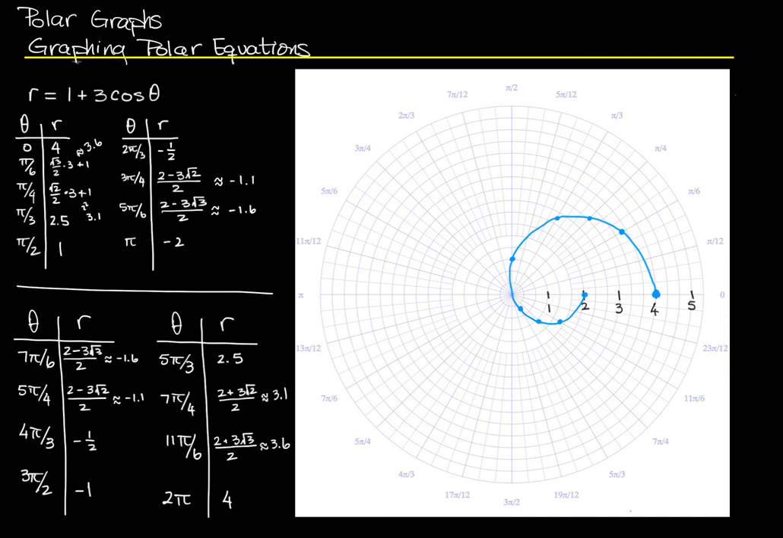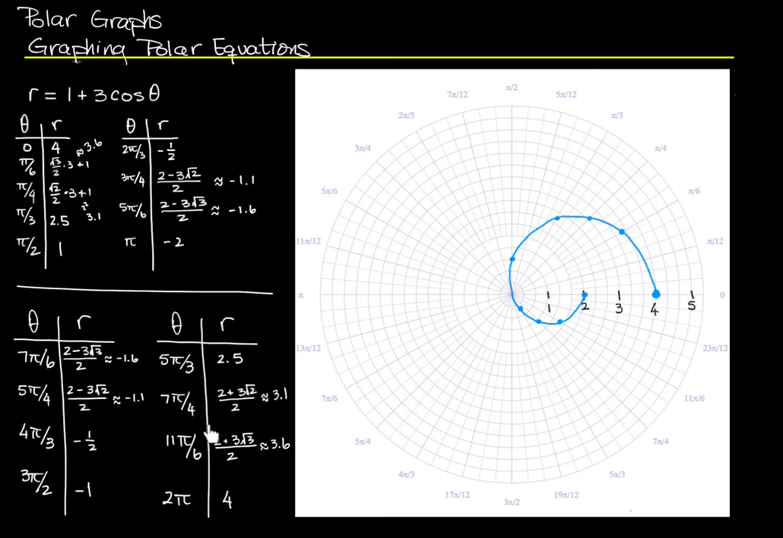5 pi over 4 is this angle right here. 5 pi over 4 has a reference angle of pi over 4. I was therefore looking for the cosine of pi over 4, but since I'm in quadrant 3, that value is going to be negative. So the cosine will be negative, then I'll have whatever that is times 3. So this becomes 1 minus 3 times that negative cosine, or 1 minus 3 times that cosine value. So that's why that ended up being negative 1.1. In the end, if you notice that this reference angle of 5 pi over 4 is the same as this reference angle of 5 pi over 4, because in both cases, the cosine of pi over 4 is the square root of 2 over 2, but it's negative.